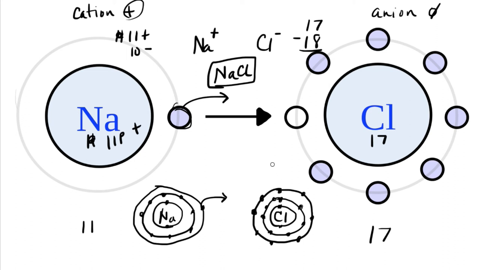It is the attraction of the charges of the ions that hold the ionic bonds together. So remember, covalent is a shared bonding, and ionic is due to transfer that causes these positively and negatively charged ions, and then opposites attract, therefore creating the bond.